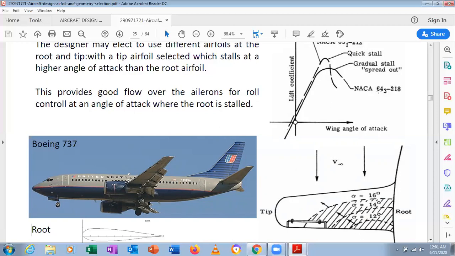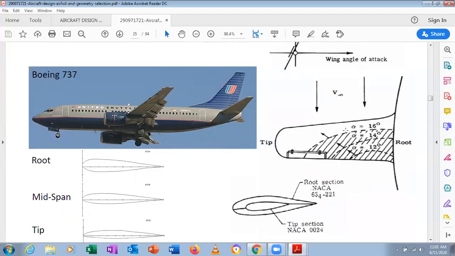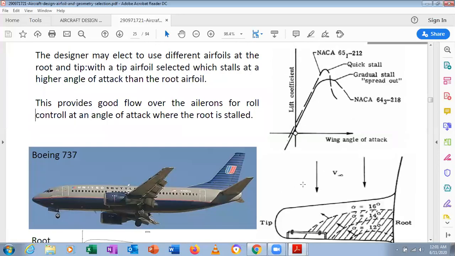So we can see NACA 643218, and we have a quick stall and a gradual stall. It is always lift coefficient versus alpha, CL versus alpha. Here we have the root, this is the mid span, and this is the tip span. You can see NACA 00; this 00 denotes symmetric airfoils. NACA 634 and 221 is called the 63 series of the NACA. They are different series of airfoils.